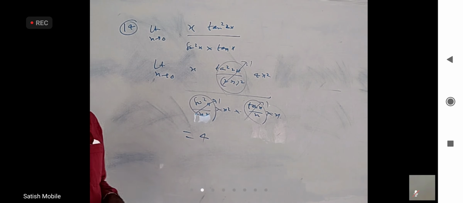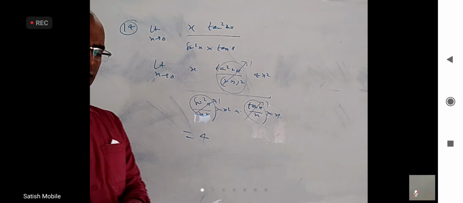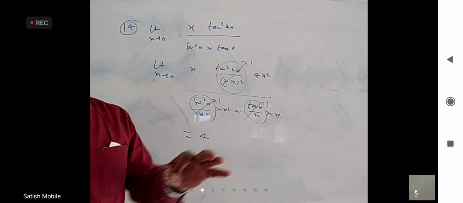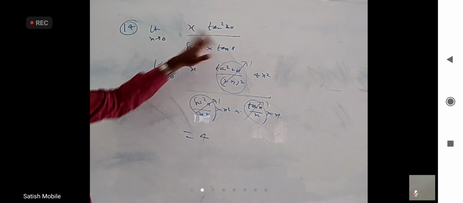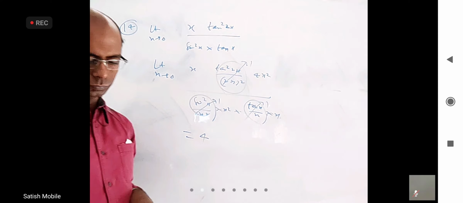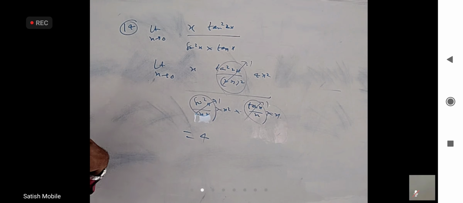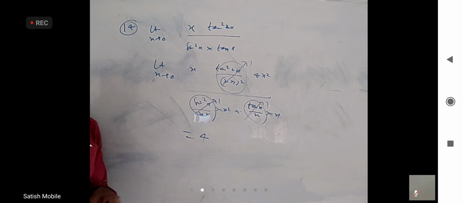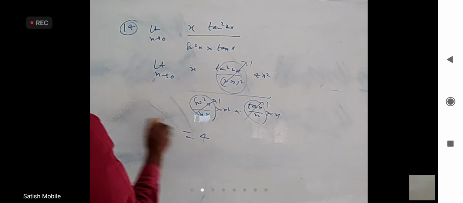Okay. So 14 is practically not a great question in the sense that you don't have to use some new formulas. Sin x by x limit is 1, tan x by x limit is 1. Just cot you have to convert into tan, that's all. Up to 20, anything else? Okay.